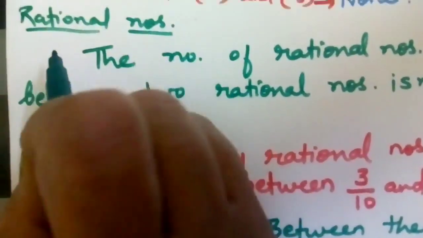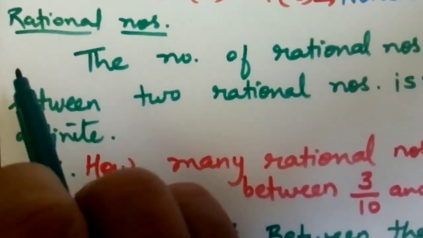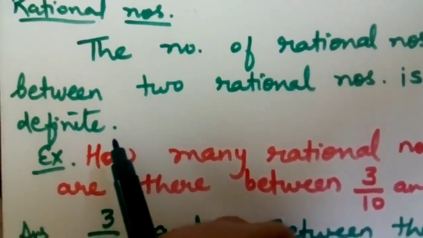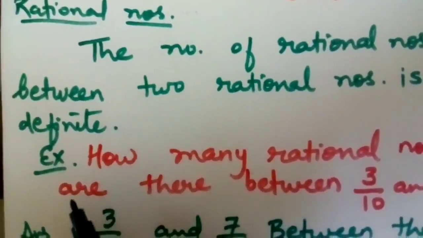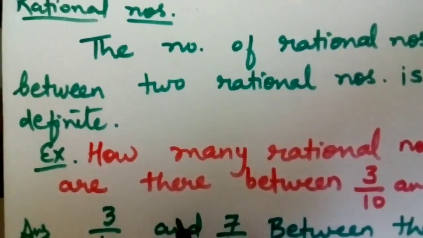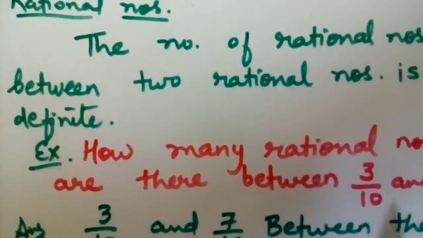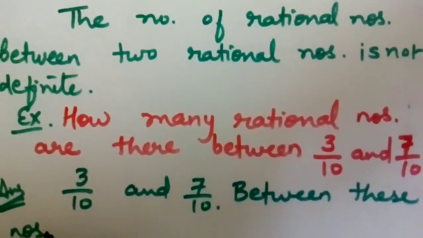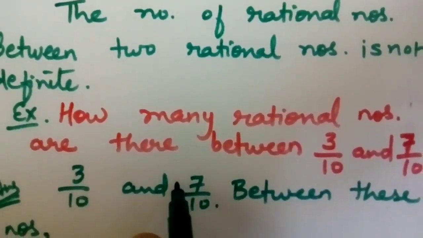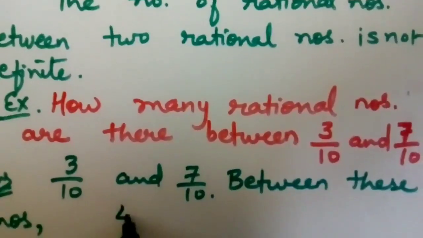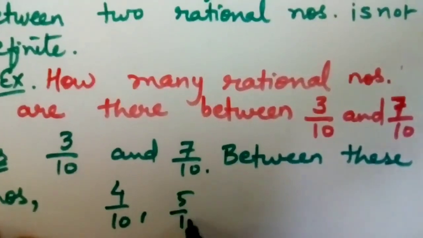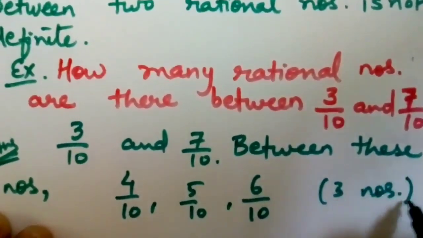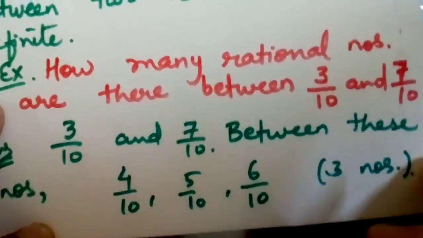Now let us find the rational numbers between two rational numbers. The number of rational numbers between two rational numbers is not definite. There are so many rational numbers between any two rational numbers. For example, we can see how many rational numbers are there between 3 upon 10 and 7 upon 10. Now the numbers are given, 3 upon 10 and 7 upon 10. So between these numbers, it is very clear that we can say from 3 to 7, that is, there are the three numbers 4 upon 10, 5 upon 10, 6 upon 10. That is three numbers. But still there will be countless numbers.